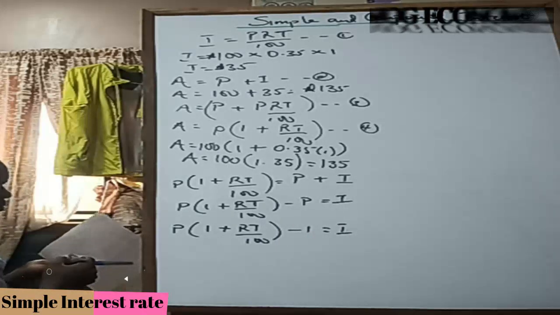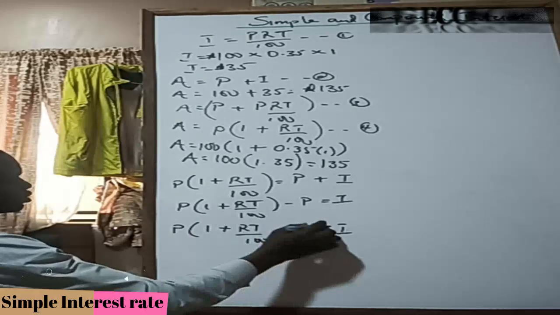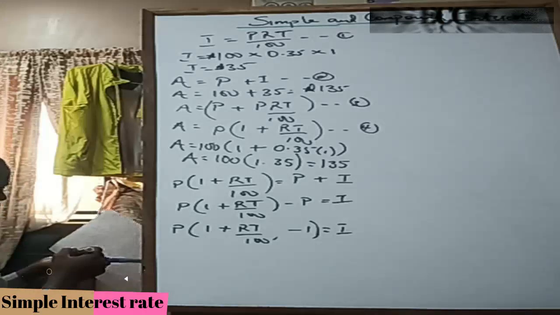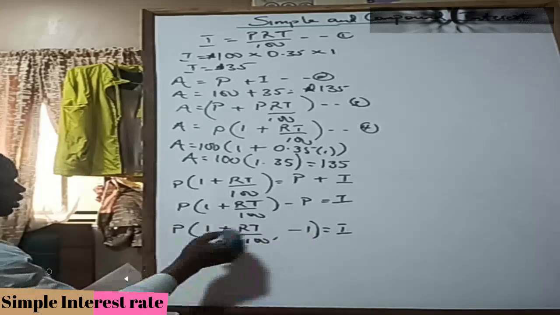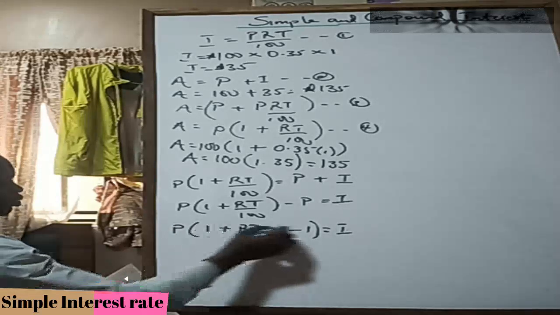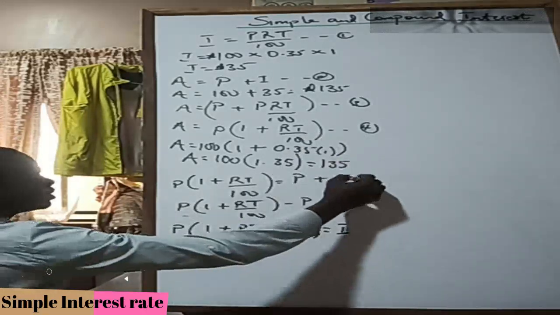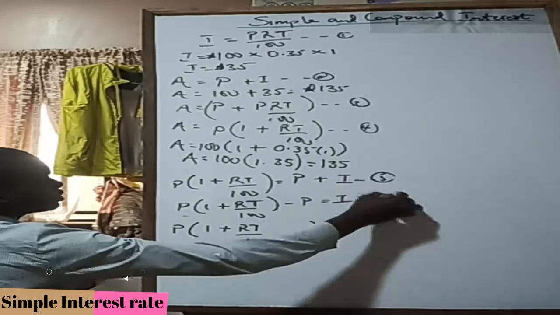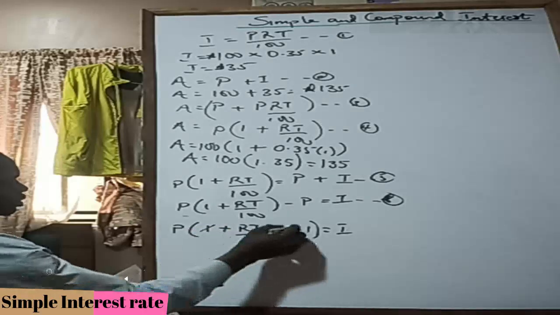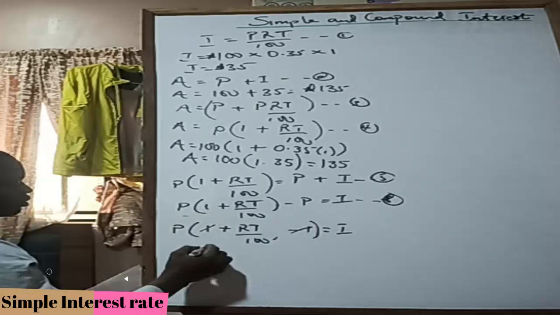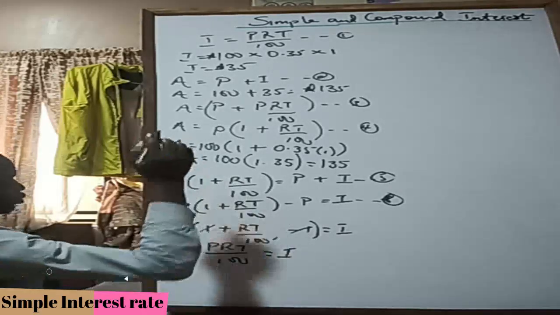No, P times (1 plus RT over 100). And if you look at this, 1 is going to cancel 1, right? So you just have PRT over 100 equals I back. This one will cancel this one. So you could stop here and use this formula. Let's call this equation 4, this equation 5, this equation 6. If you cancel out here, you're going to get I back because 1 is going to cancel minus 1. Then P times RT, PRT over 100, gives us I again, which we had in the beginning.